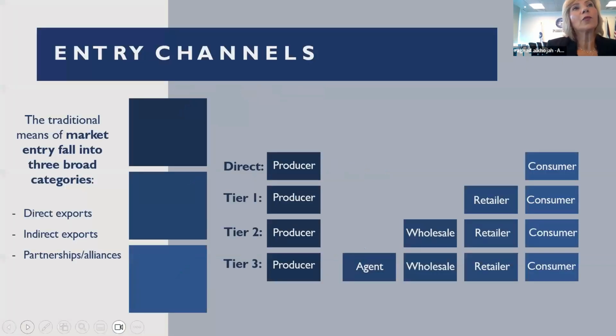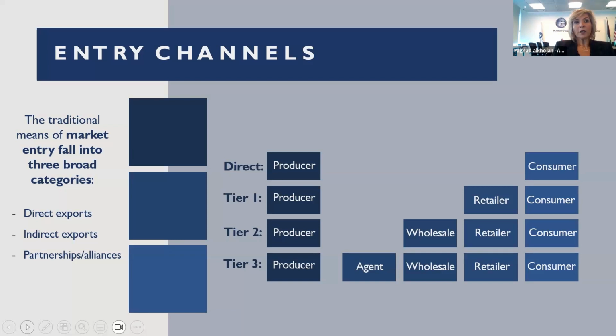In this slide, we'll be talking about the entry channels. Of course, traditional entry channels mean market entry falls into three broad categories: direct exports, indirect exports, and partnerships and alliances. So if you're a producer, you have a product that needs to go to a consumer. If you are in exports, it's very seldom that you as a producer will be dealing with the consumer directly, unless there's a channel for e-commerce.